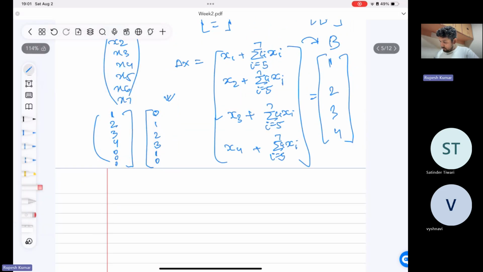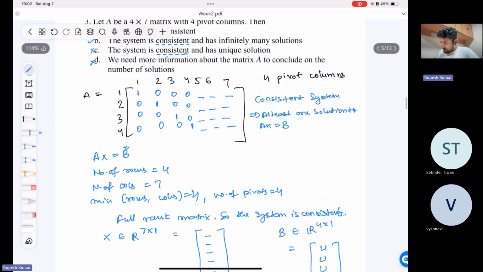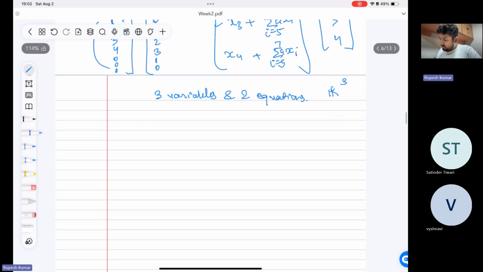So let me take this here. Right, so what I was talking about, I think R3 was getting too big. Let's talk about R2 only. So the number of equations is less than the number of variables, right? We have three, then two. So let's talk in R3 only. We can have three variables and two equations.